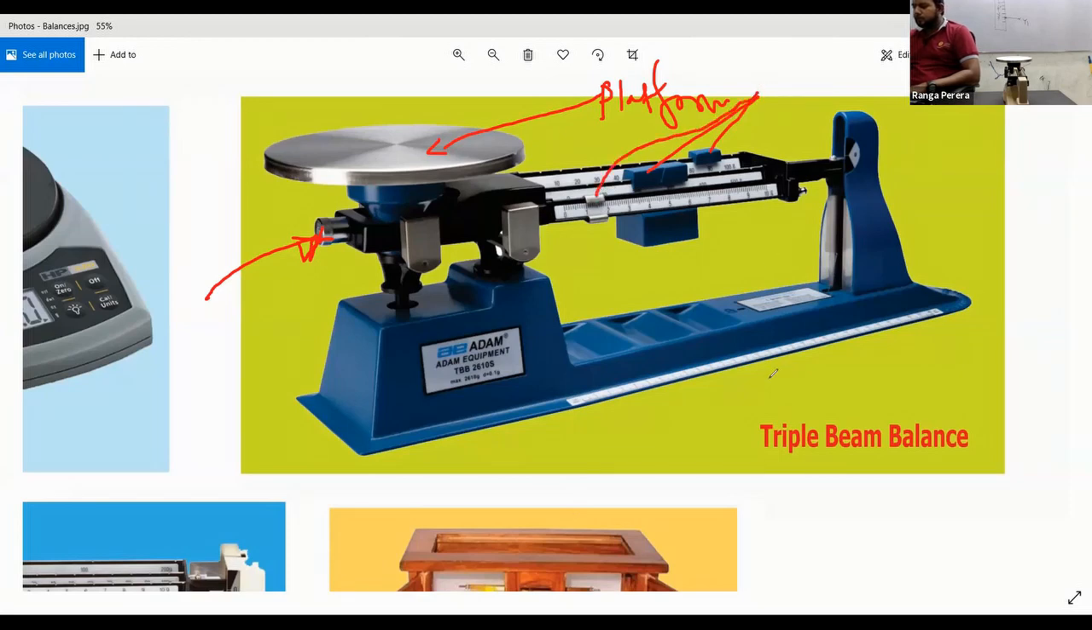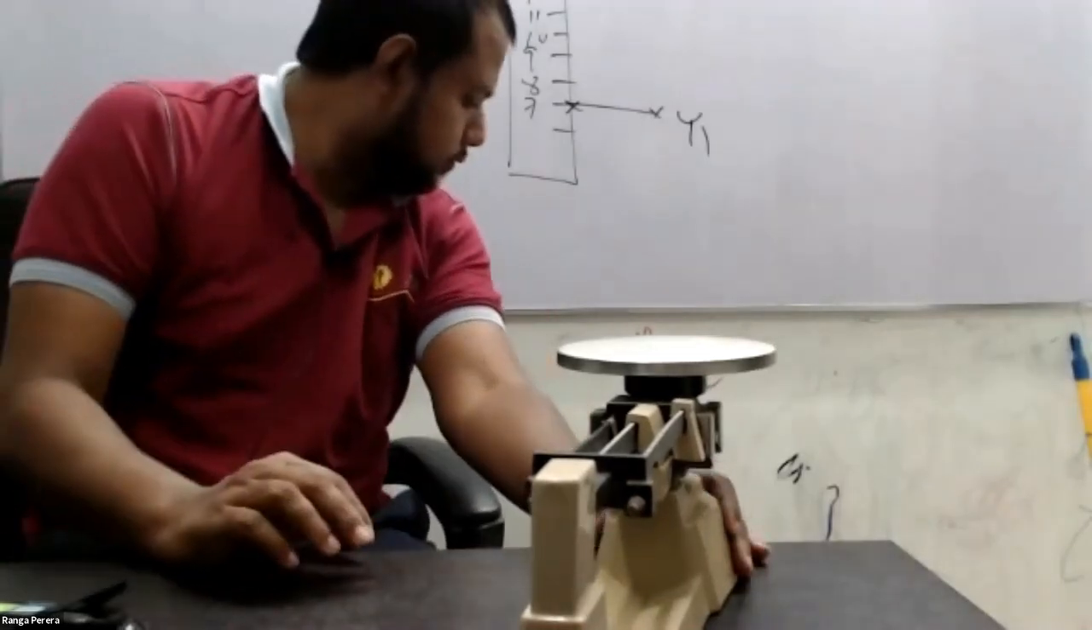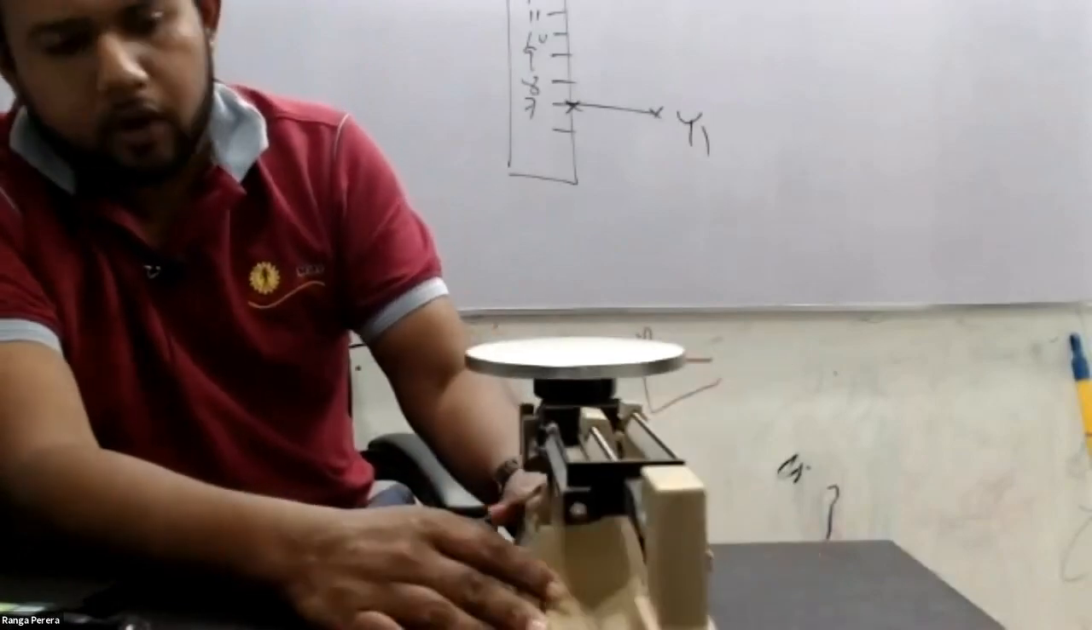These are called riders. This is the center mark. This location is called the center mark. This is the beam. It is called the beam. So we have already named those components.